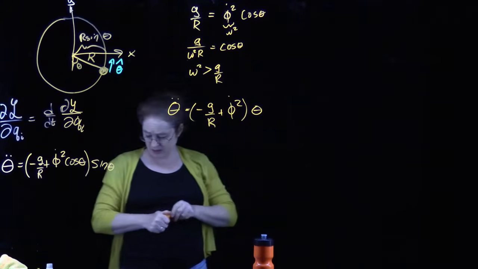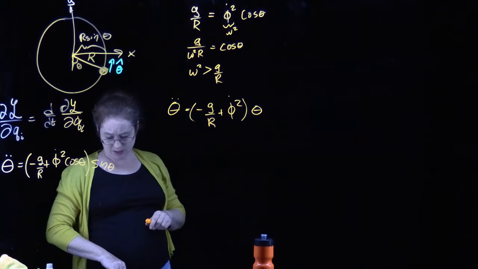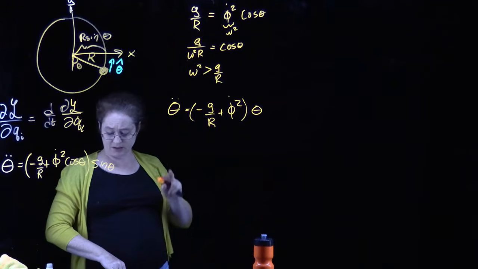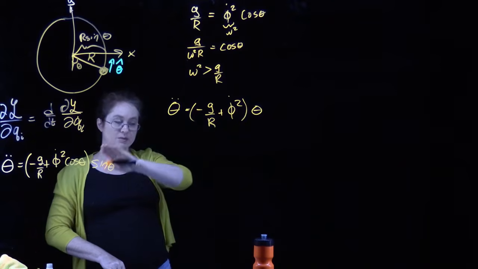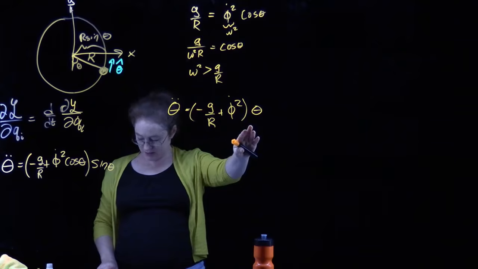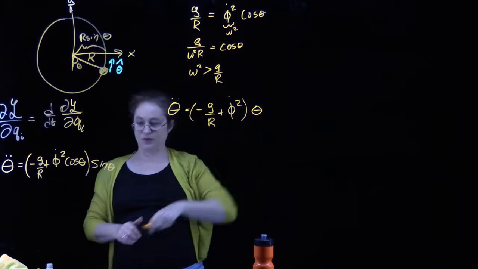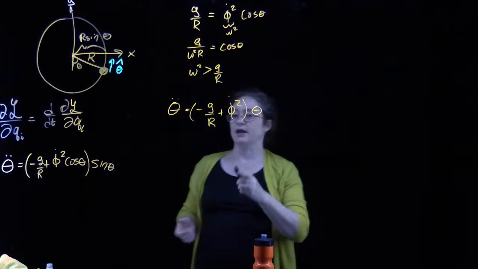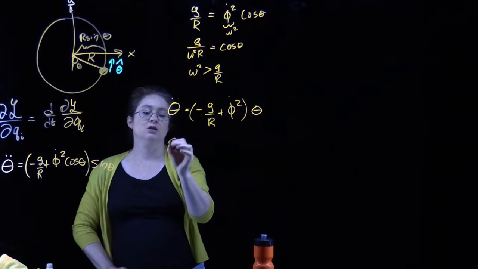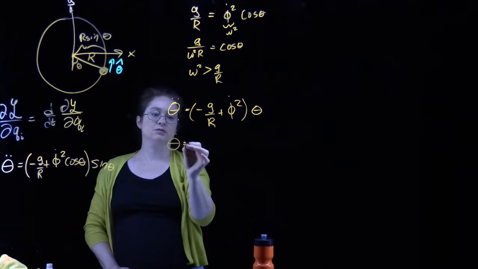So if you are at the bottom of the ring and you have slight deviations, then what we can do is look at one larger expansion of this.